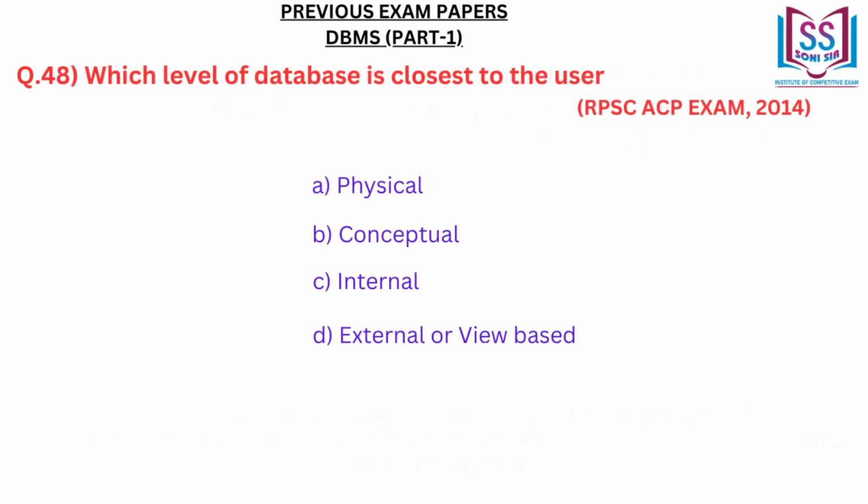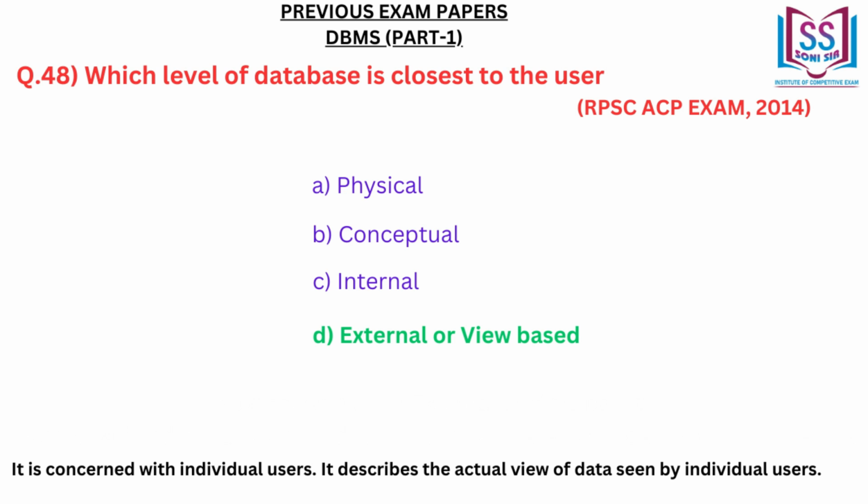Which level of database is closest to the user? A. Physical. B. Conceptual. C. Internal. D. External or view-based. Correct answer D. External or view-based. It is concerned with individual users. It describes the actual view of data seen by individual users.